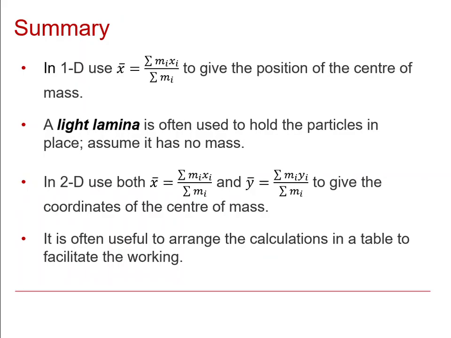So to sum up, if we've got one dimension, we simply use x bar is the sum of the mx products over the sum of the m's. If it's a light laminar, we can ignore the mass, and it's used to hold the particles in position, that's all. In the next video we'll be looking at laminas which do have a significant mass. If it's two dimensions, we have two definitions for x bar and y bar, and we could extend that to 3, or even in generalized terms to more. It's more than useful, I would say it's obligatory to arrange the calculations in a table to facilitate the working.